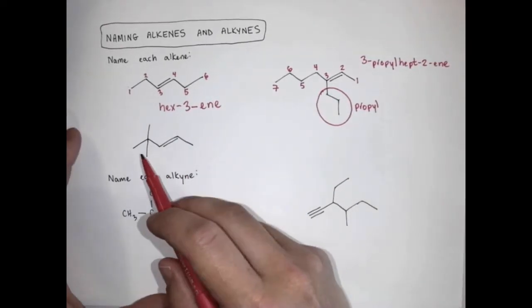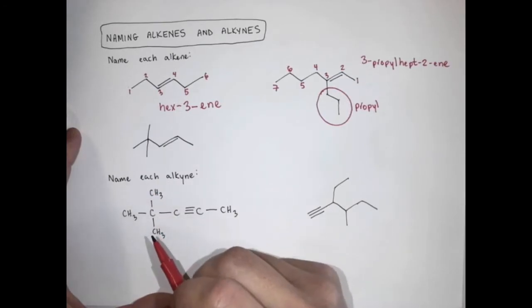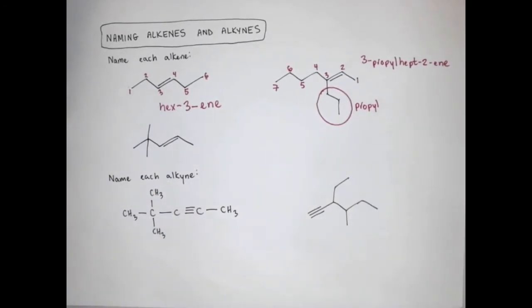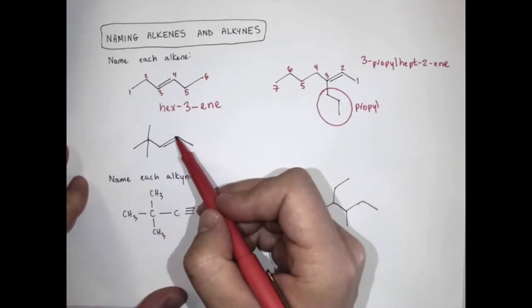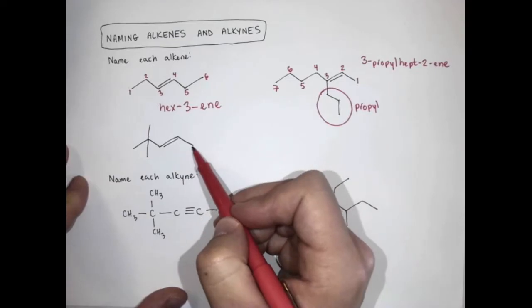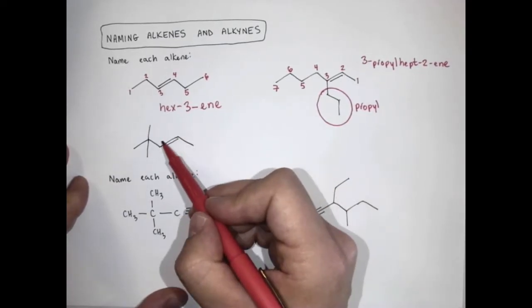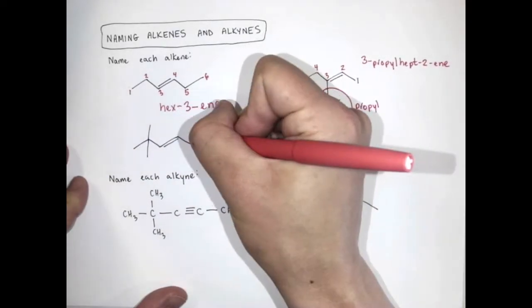All right, let's move on to the next one. I'd encourage you to maybe pause the video here and see if you can try doing this one on your own. Otherwise, I'm going to keep going and solve this one. So the longest continuous chain is 1, 2, 3, 4, 5 carbons, but I should start numbering from the right because I want my double bond to have the smallest possible number.